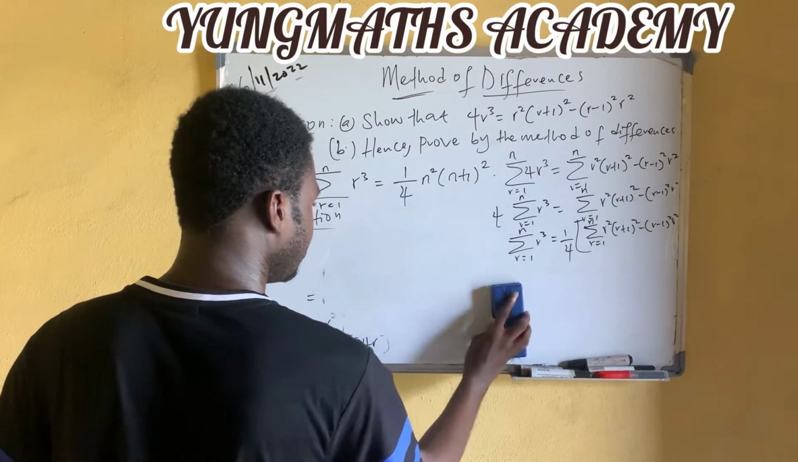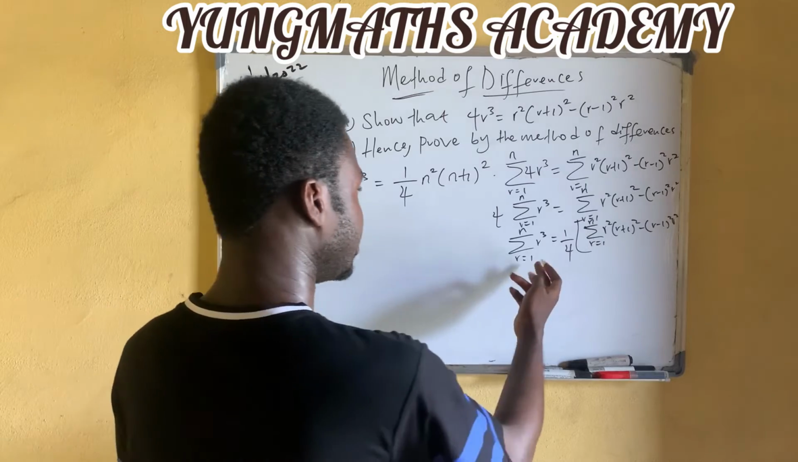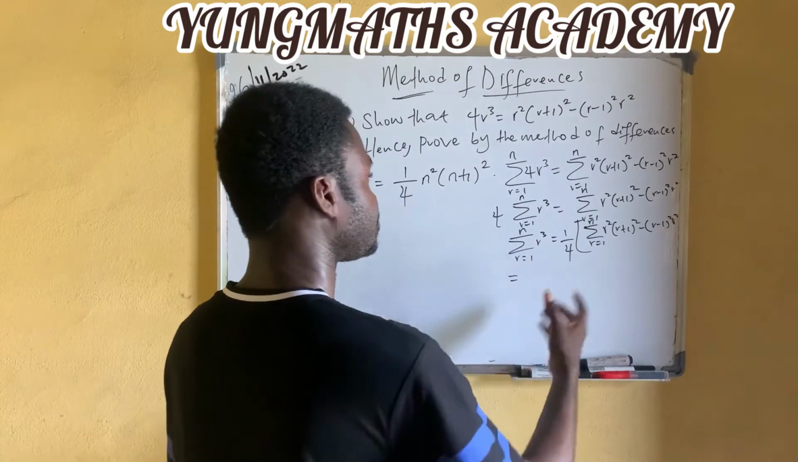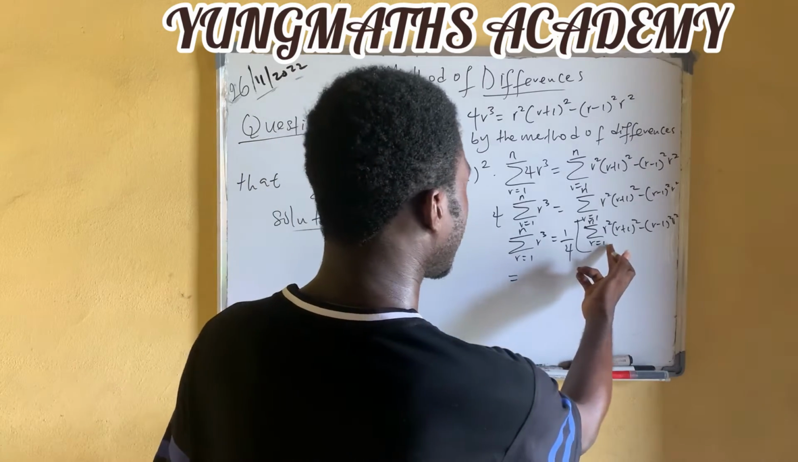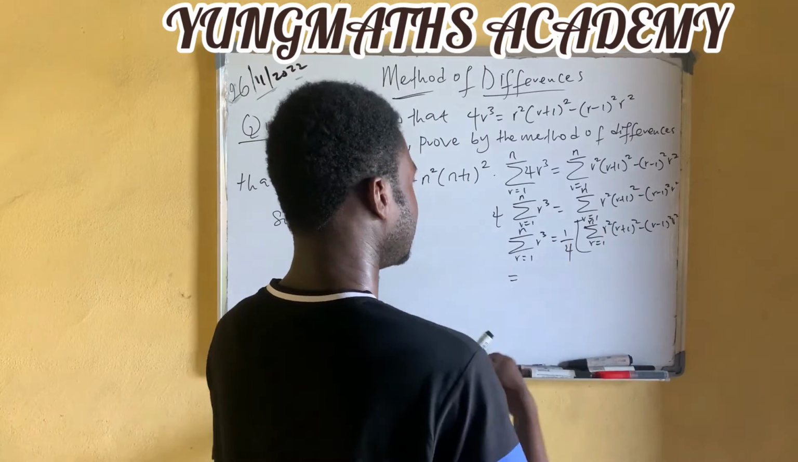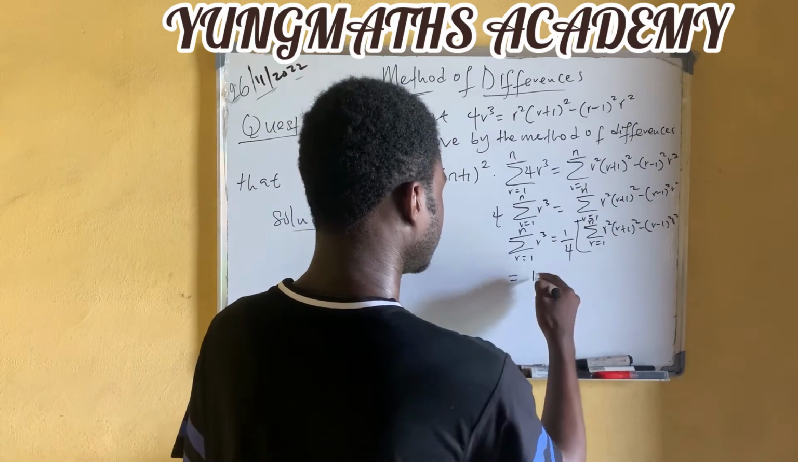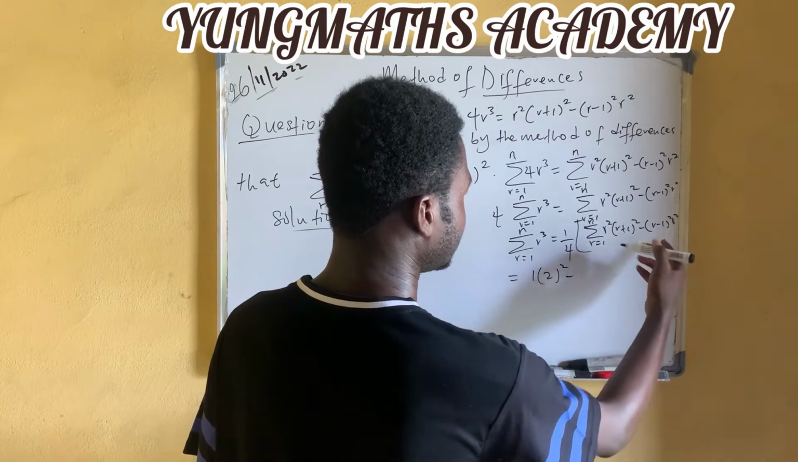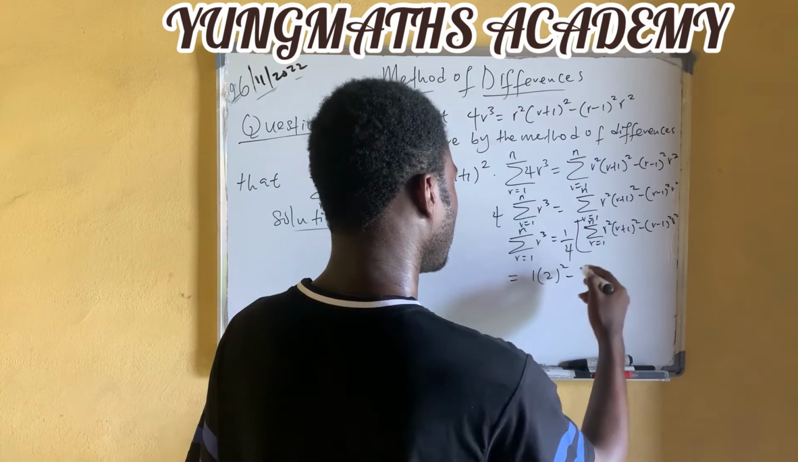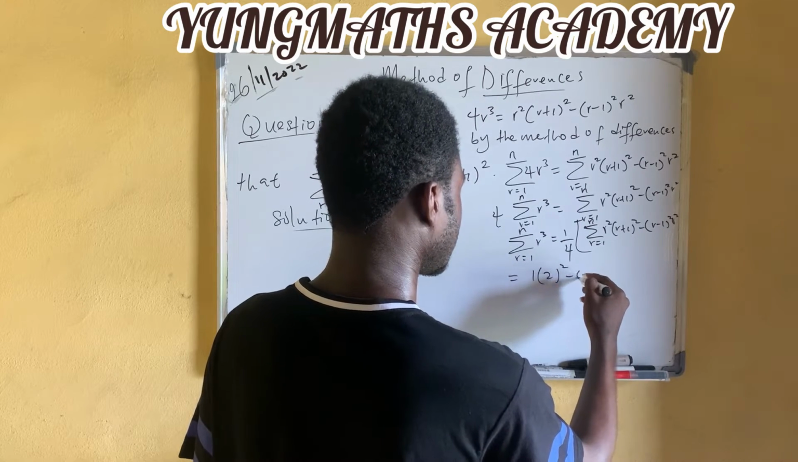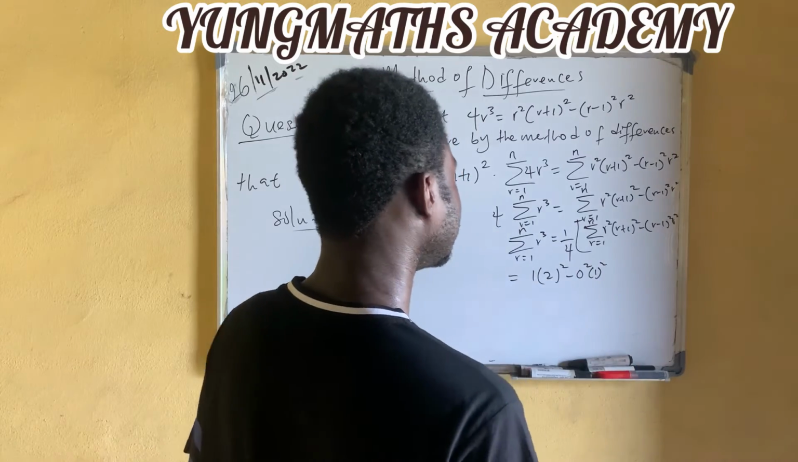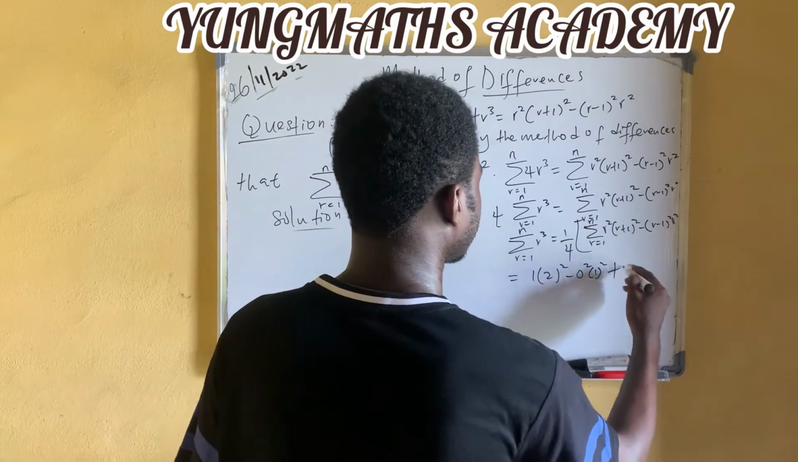So we keep inputting the value of r. I'm dealing with the right hand side now. When r is 1, I'll put it here. So 1 means I have 1 into 1 plus 1, that is 2, 2 squared, minus, here I have 1 minus 1, that is 0 squared. Then 1 here, 1 squared. The next thing is to write plus because it's a summation.